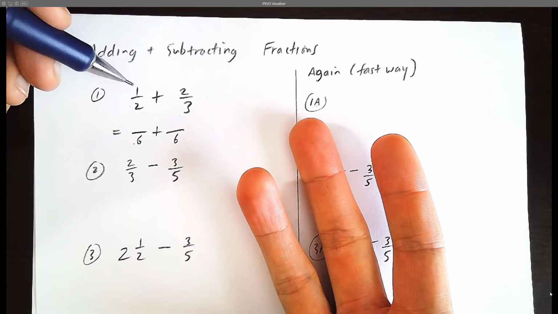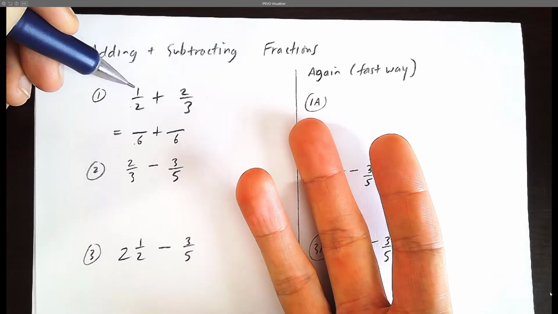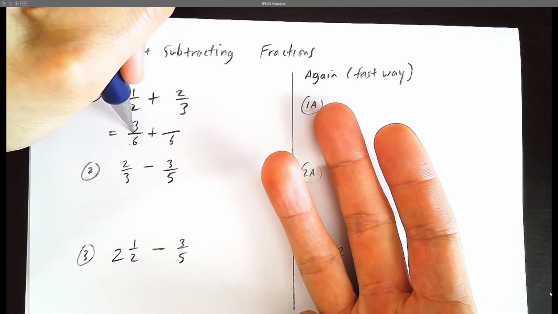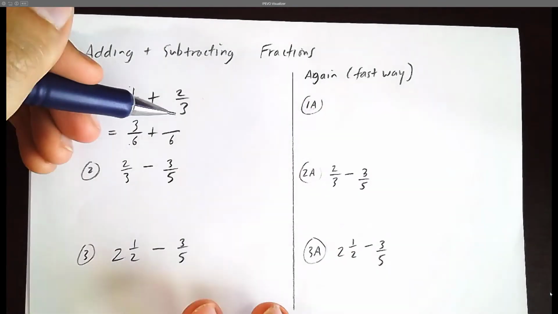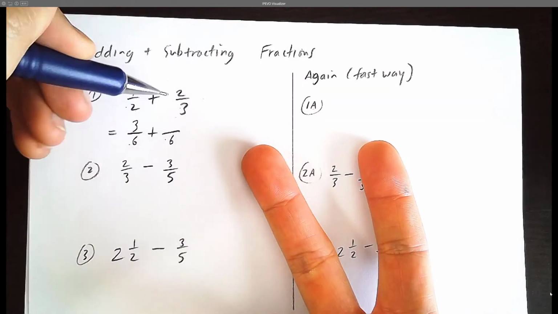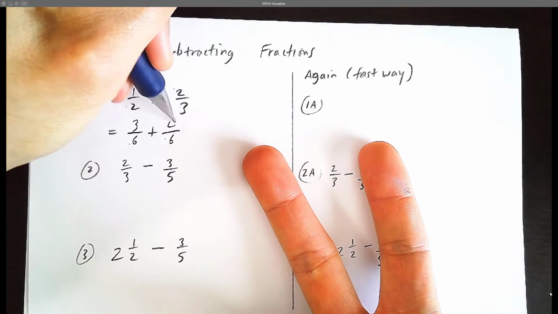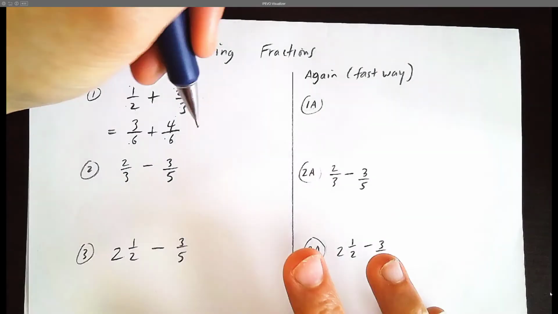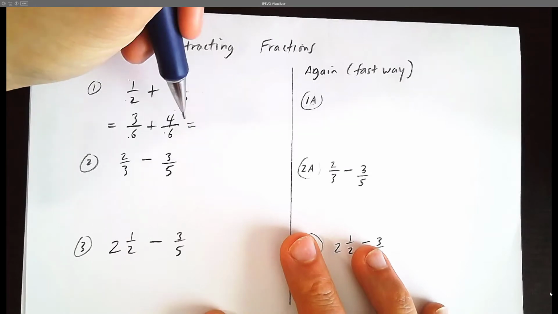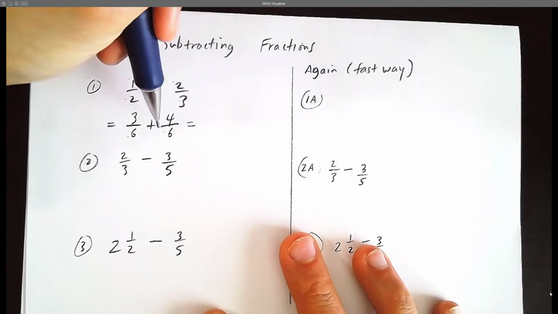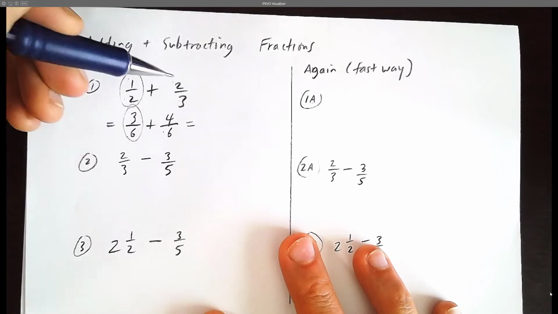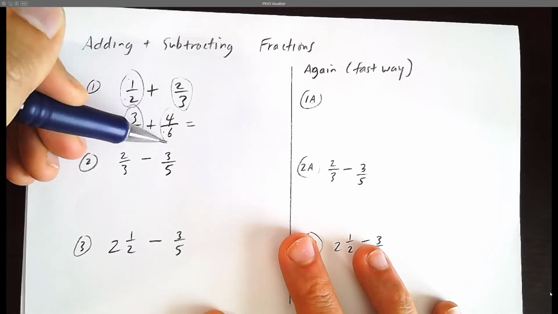3 times the top, the numerator, is going to be 1. Sorry, 3 times 1 is 3. 3 times what is 6? It's going to be 2. 2 times 2 is 4. So as you can see, we now have a common denominator. 1/2 is equivalent to 3 divided by 6. 2/3 is equivalent to 4 divided by 6.